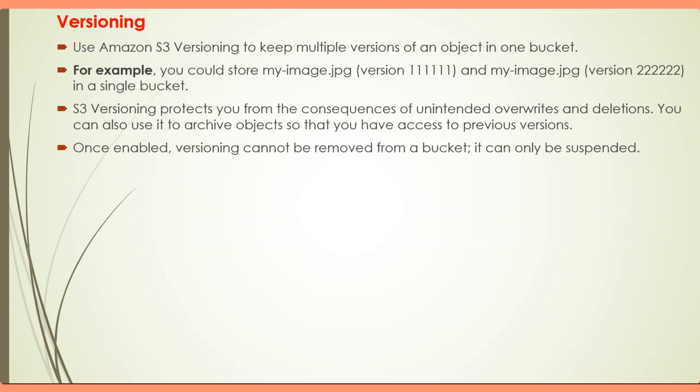So let's say you do not intend to delete or override a particular object, but it happens. If versioning is enabled, then you have the option to recover your last objects. You can also use it to archive objects so that you have access to the previous versions. Once enabled, there is one condition: if you enable versioning, there is no option to remove it from the bucket. You can suspend it, but you cannot remove it from the bucket.